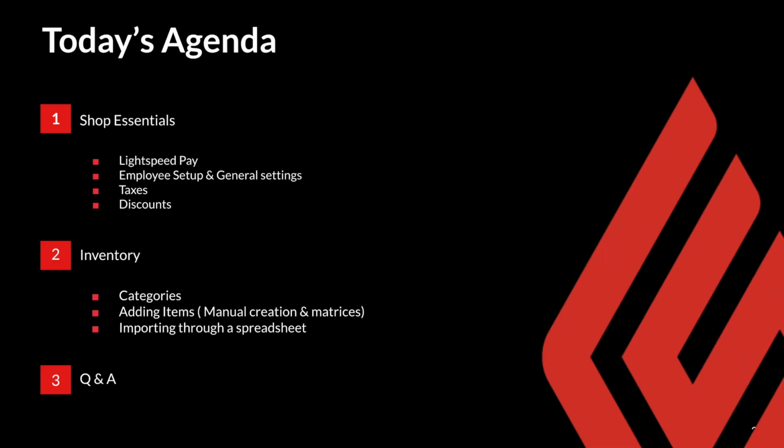Let's take a look at today's agenda. We're going to start talking a little bit about some essentials. We'll start with Lightspeed payments and some details about that if you plan on applying for it, and then looking into the account at how to set up employees and some general settings, your taxes, and your discounts. The second part of the webinar will focus on inventory, such as how to add categories, how to create items, and how to import through a spreadsheet.